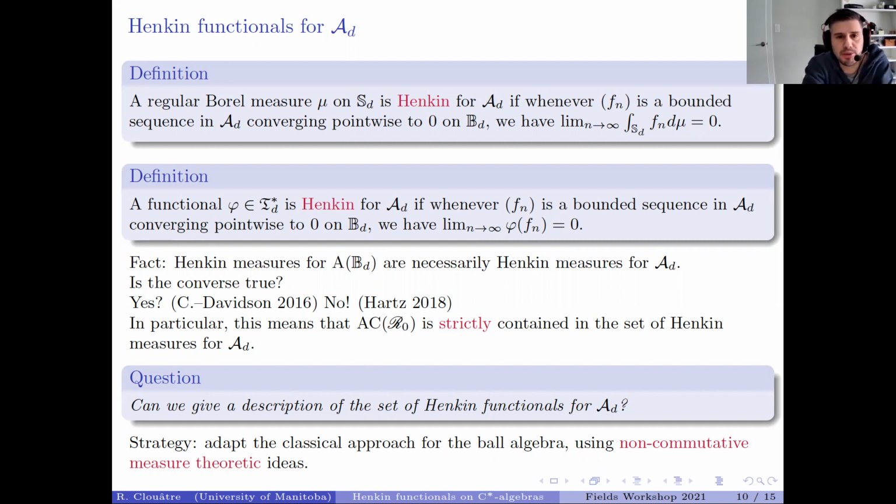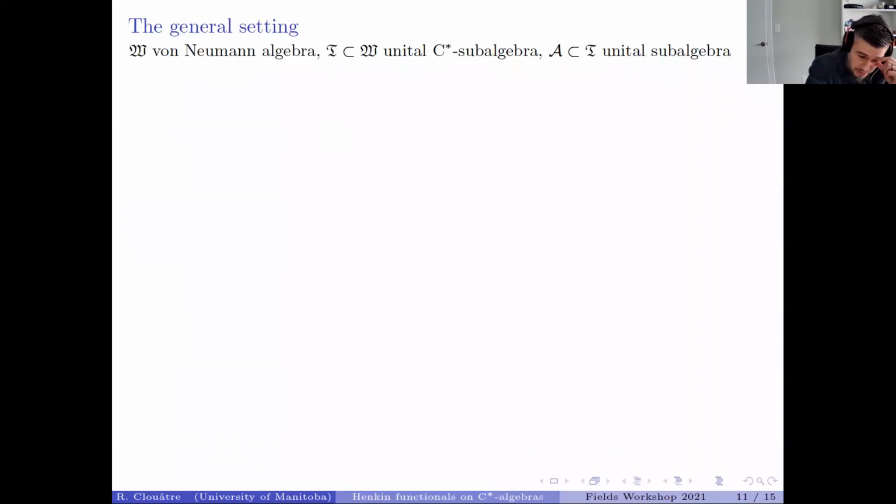Let me tell you about the general setup then. This will look quite general, and I promise that when things get very general, I will keep going back to some concrete examples that we've seen already. The general setup is this: you have some fundamental algebra W, you have a T inside of W, a unital C-star subalgebra, and you have A inside of T, a unital norm-closed subalgebra. You should think of A as being non-self-adjoint. Typically, these are the examples that we care about the most. So what kind of objects are we after here? We're after something like Henkin measures.